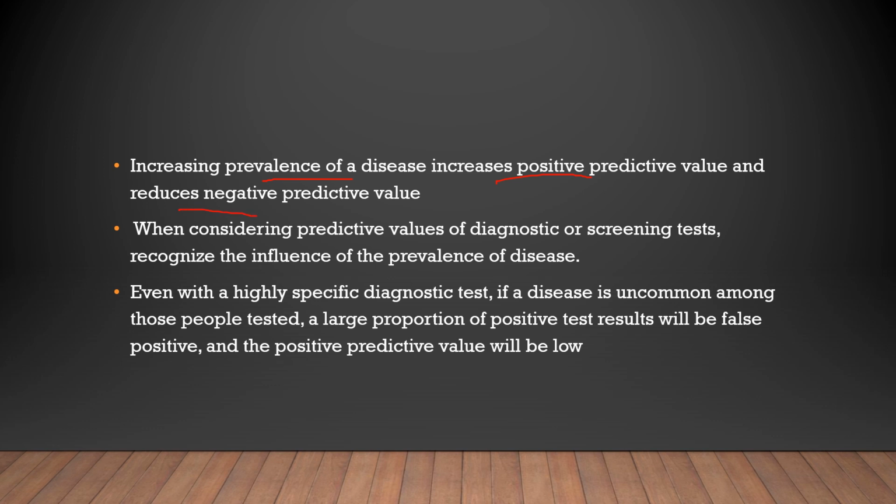So when you are considering any sort of predictive value, you have to keep in mind what is the particular prevalence of the disease in the population that you are testing. This is applicable for both confirmatory and screening tests. So even with a highly specific and sensitive diagnostic test, suppose the disease is very uncommon in the people that you are testing, then a large proportion of positive results that you are getting will be false positives, and positive predictive value hence will be very low.